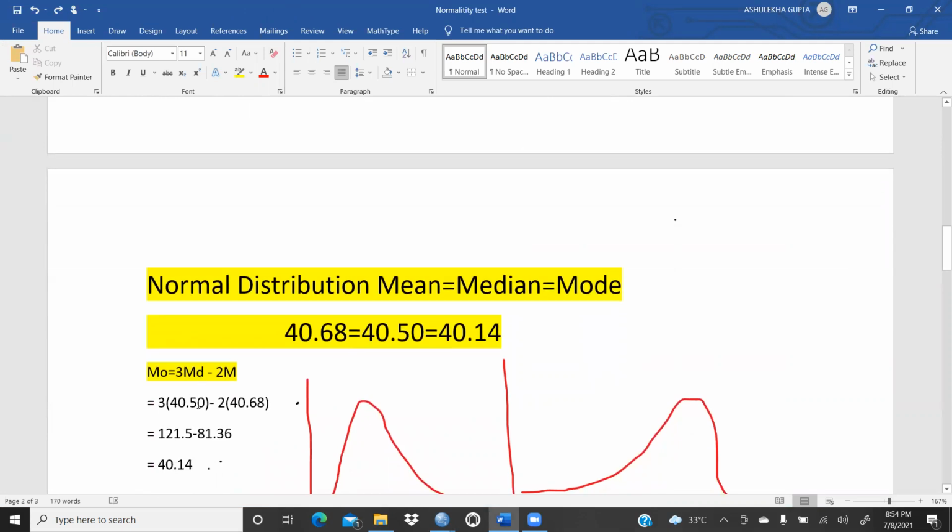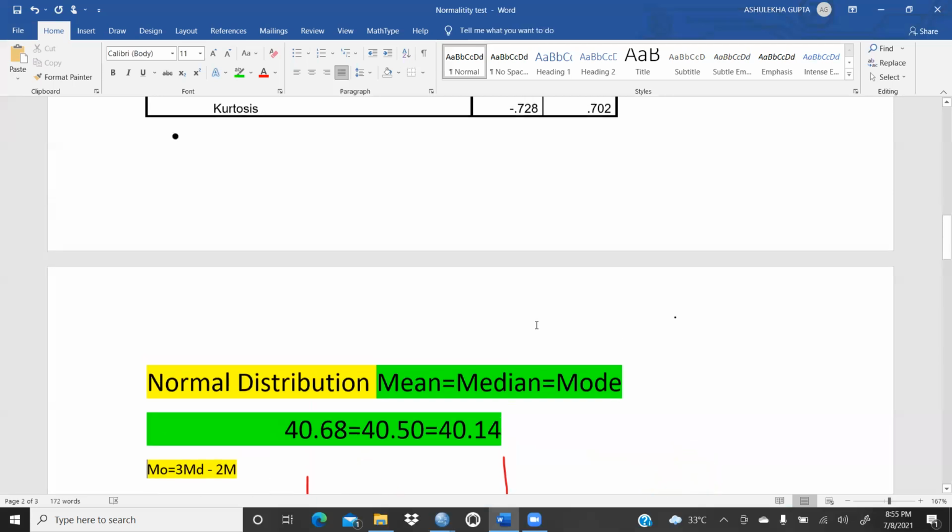So 3 multiplied by 40.50, 2 multiplied by 40.68, right? That gives 121.5 and 81.36, and finally the mode value is 40.40. So here you could see mean, median, and mode. All three values, around 40.680, are a little bit equal. So that means we can say our data is normal, right?